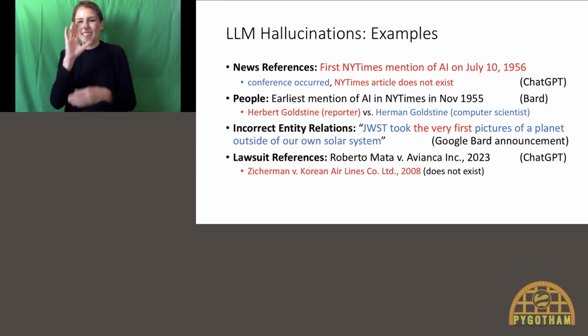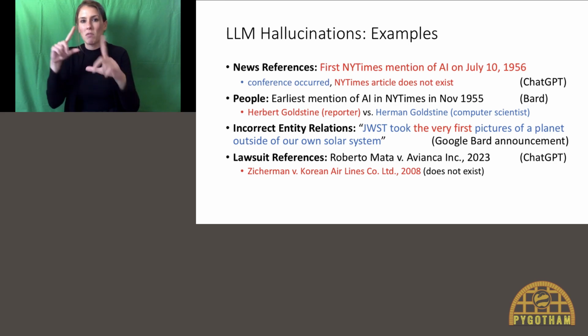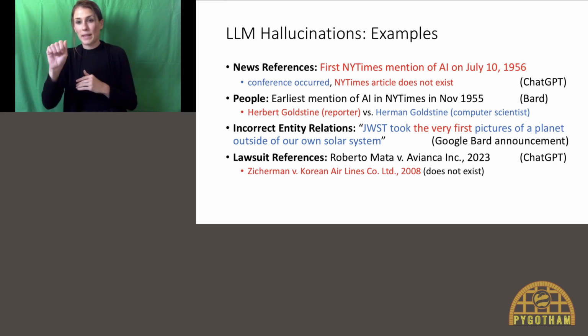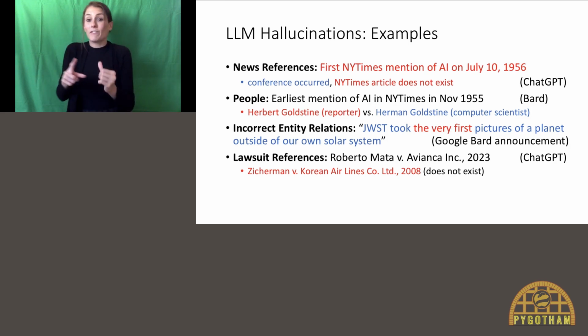When Google announced Bard, they had the sentence, "The James Webb Space Telescope took the very first pictures of a planet outside of our own solar system." Now, the entities here are correct. There is a James Webb Space Telescope, and there are pictures of exoplanets. However, the very first pictures of exoplanets were taken by a different telescope in 2014. So it's the relations between the entities here that's incorrect.